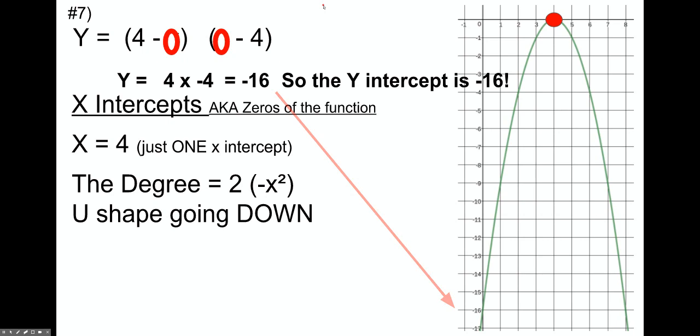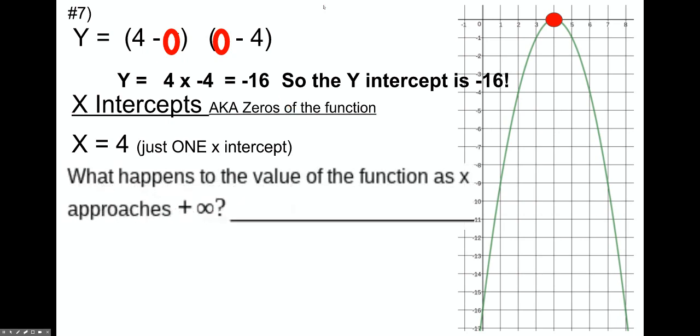All right. Next question. It's about end behavior. What happens to the value of the function as x approaches positive infinity? So look to the right. What's happening to your graph? It's going down. No matter which way you look, to the left or to the right, both sides are going down. So the answer is it approaches negative infinity. All right. And this is the answer for number 7.